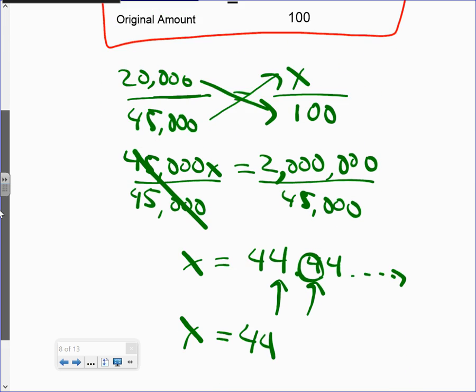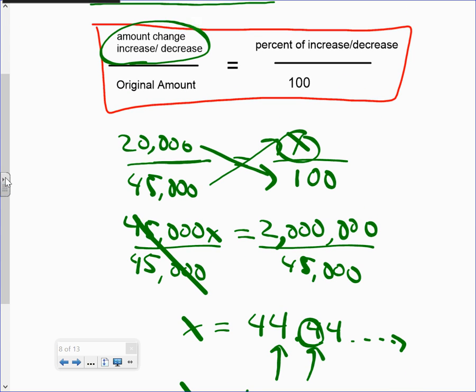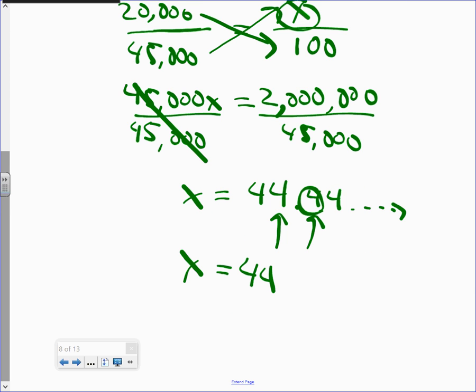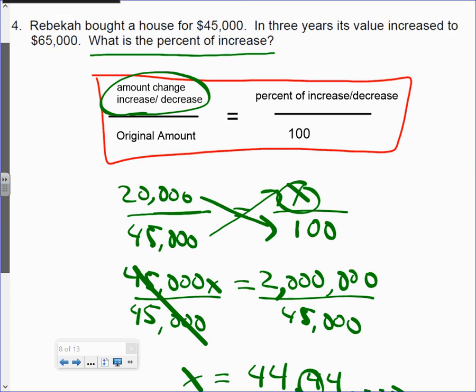It's a percent. X was a percent. So there's a 44% increase in the home price. Just put I and C for increase. It's a 44% increase. That's the answer to the question. Sweet. Question on number 4?